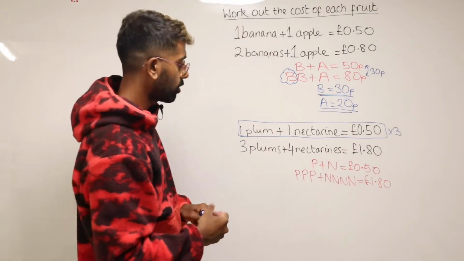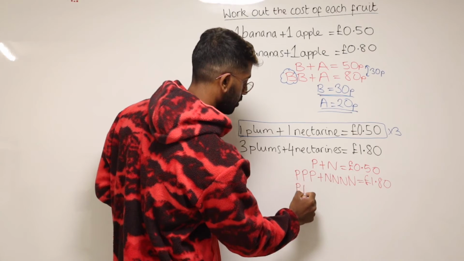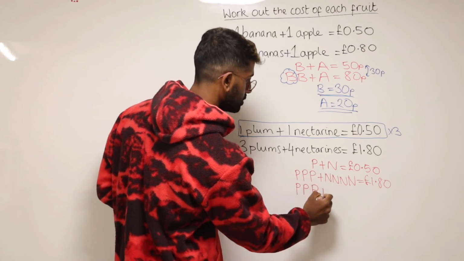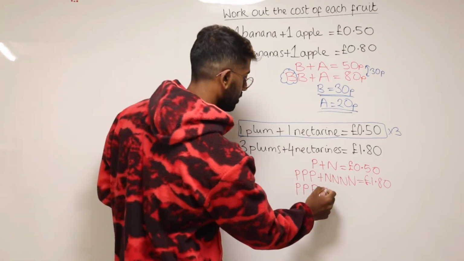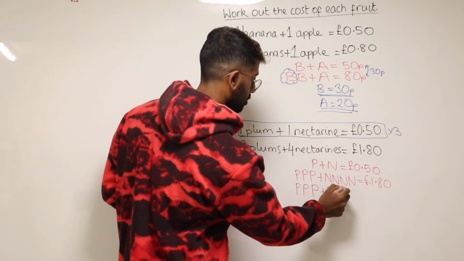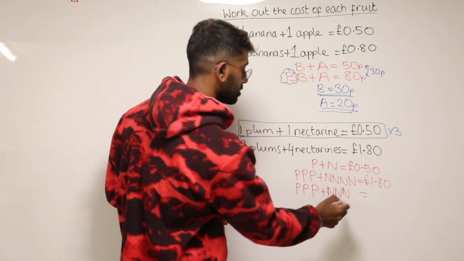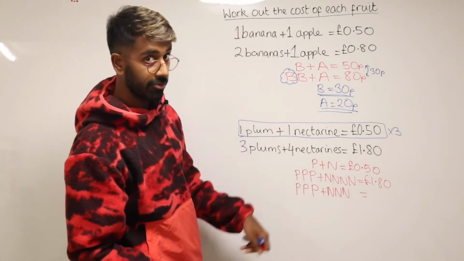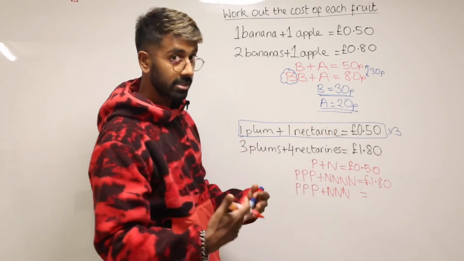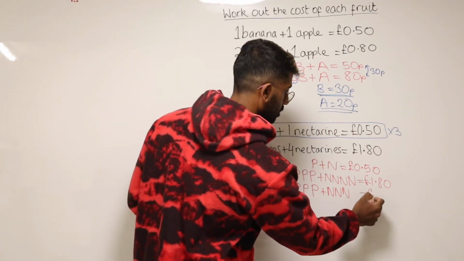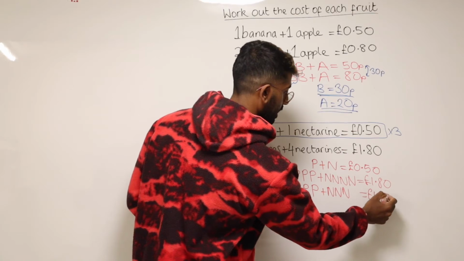Then we'd get a total of 3 plums and 3 nectarines. So if I bought 3 plums and 3 nectarines, that's going to cost me 3 times as much money. That would be £1.50.